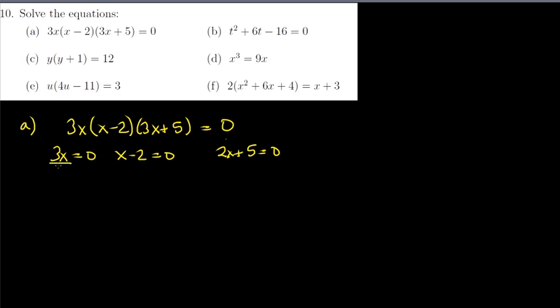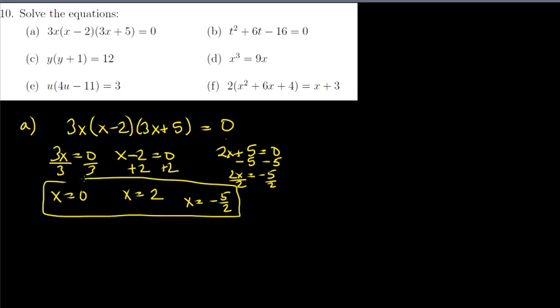So the opposite of times is divide. So 0 divided by 3 is 0. Now this is x minus 2 equals 0, so the opposite of subtracting 2 is adding 2. So 0 plus 2 is 2. So x equals 2. Here, first we subtract the 5, so 2x is negative 5, and then divide by the 2. So we're going to get x equals negative 5 over 2, or negative 2.5. So this one had three solutions, 0, 2, and negative 5 over 2.